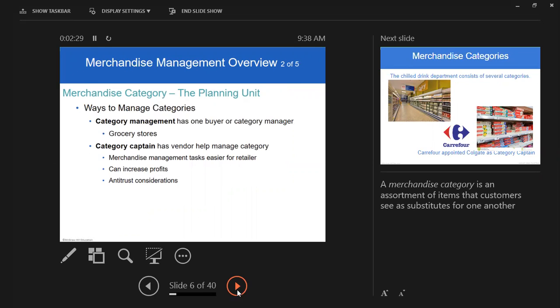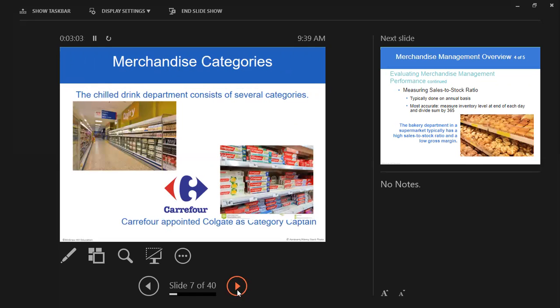And then we also have the category captain. For the category captain, you hire your vendor to help manage the category. For example, you have a cereal category, and the cereal category vendor may be Nestle. They are the ones helping out the retailer company to manage the products on the shelf. Here we can look at an example of merchandise category: K4 appointed Colgate as a category captain. So they are the ones managing the shelf, helping out the retailer to make sure that their product is there, and other products are also on the shelf.